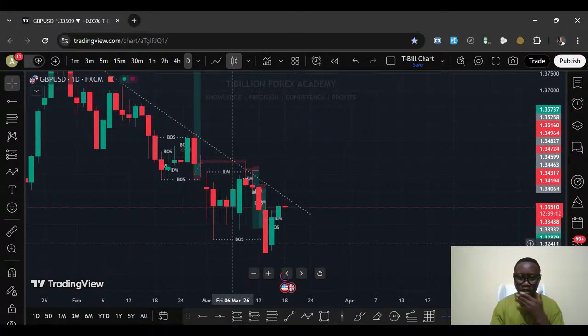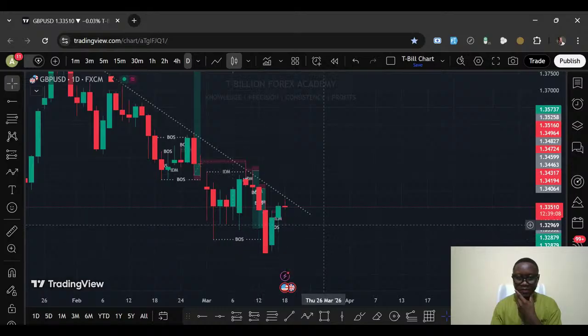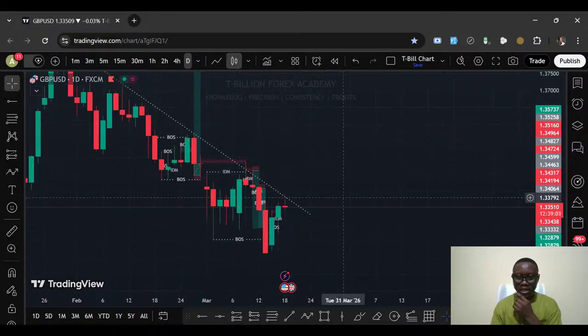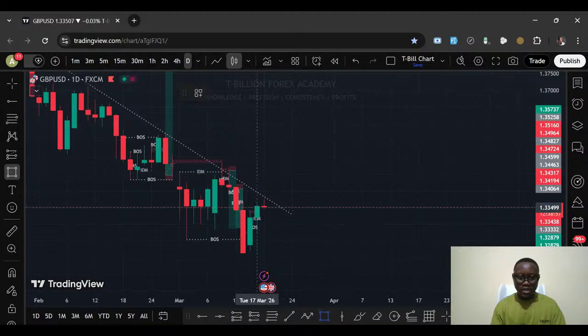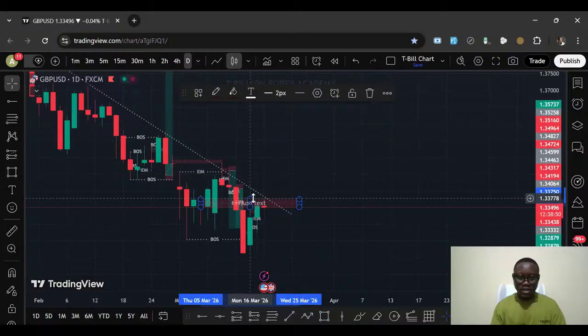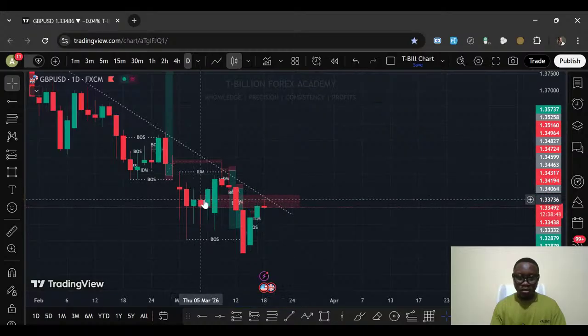As you can see, we got a break of structure right here, and we got another break of structure right here, right? And of course, we have a breaker block right here. There's our breaker block right here. So we got this breaker block, and that is where price is currently. Price is currently at this breaker block right here.